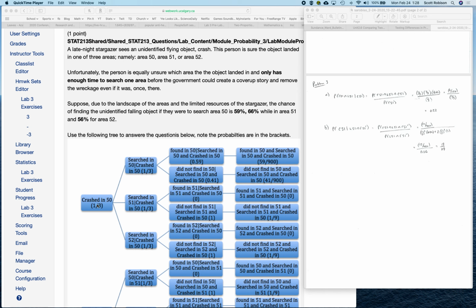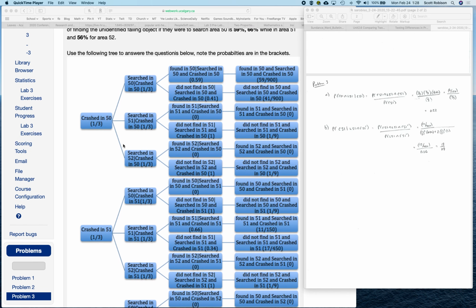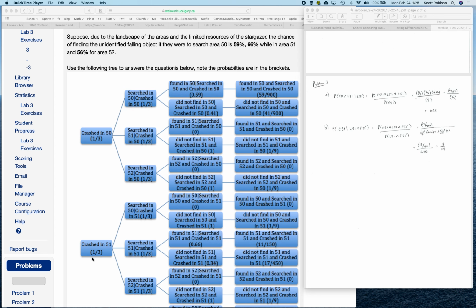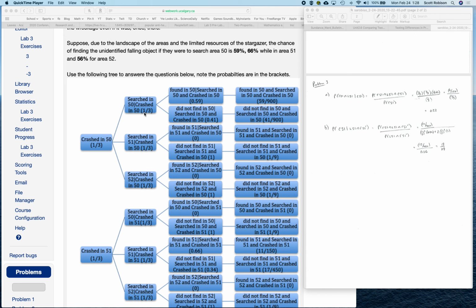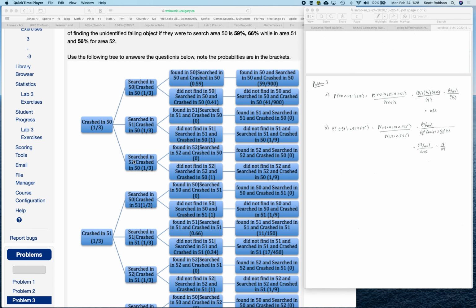One is where the object crashes, either in Area 50, Area 51, or Area 52. And then, depending on where the object crashes, you might not look in the right area. So here, there's also the chance that you look in Area 50, Area 51, or Area 52. Where the object crashes and which area you look in are independent events that are 1/3 each.